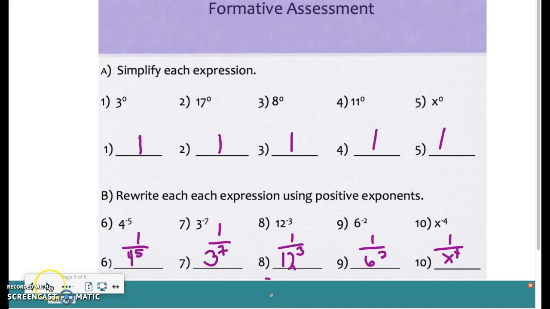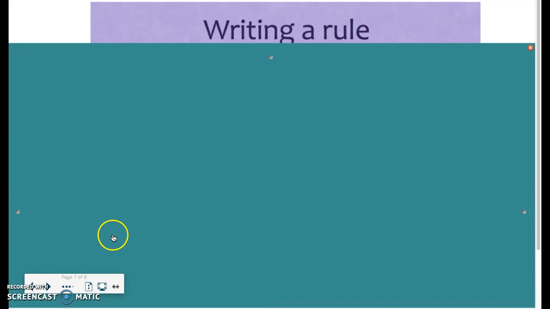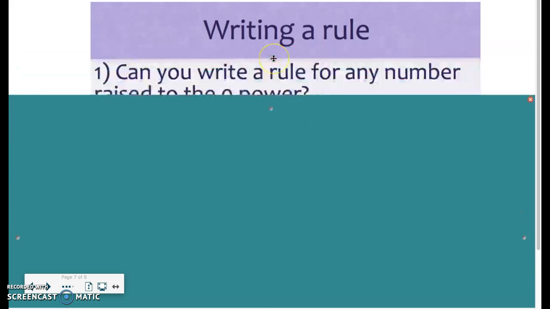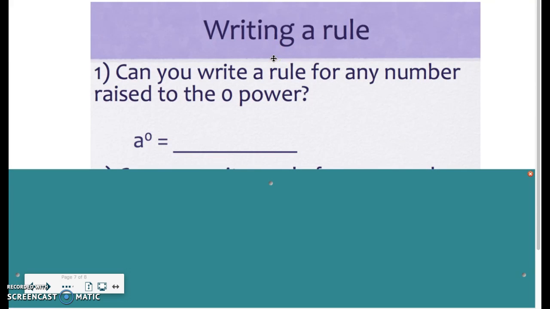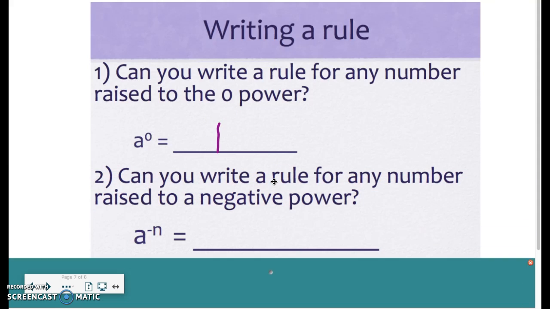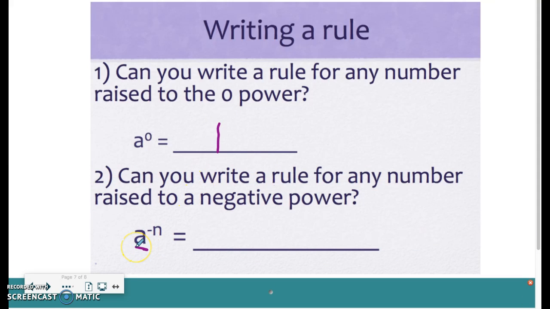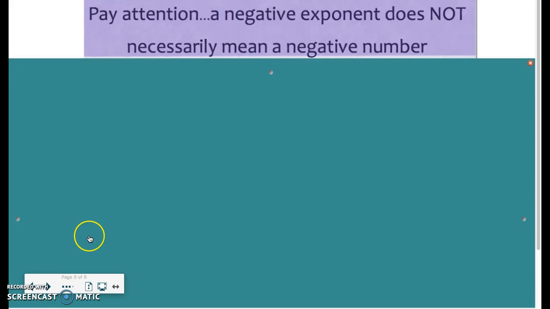If there's something you're not understanding, email one of your teachers, please. So let's think about writing a rule. Anytime I have a number raised to the 0 power, what's my answer? 1. You might not understand why yet, but we'll get there. So how about anytime I have a base, no matter what my base is, whether it's a number or a letter, and I raise it to a negative exponent, that just becomes 1 over my base to the n, which is a positive exponent. So 1 over a to the n.